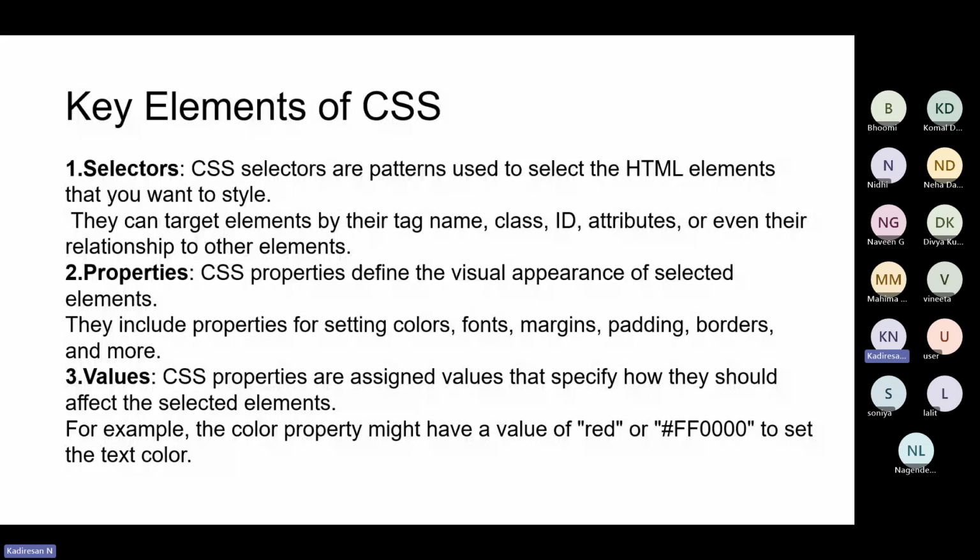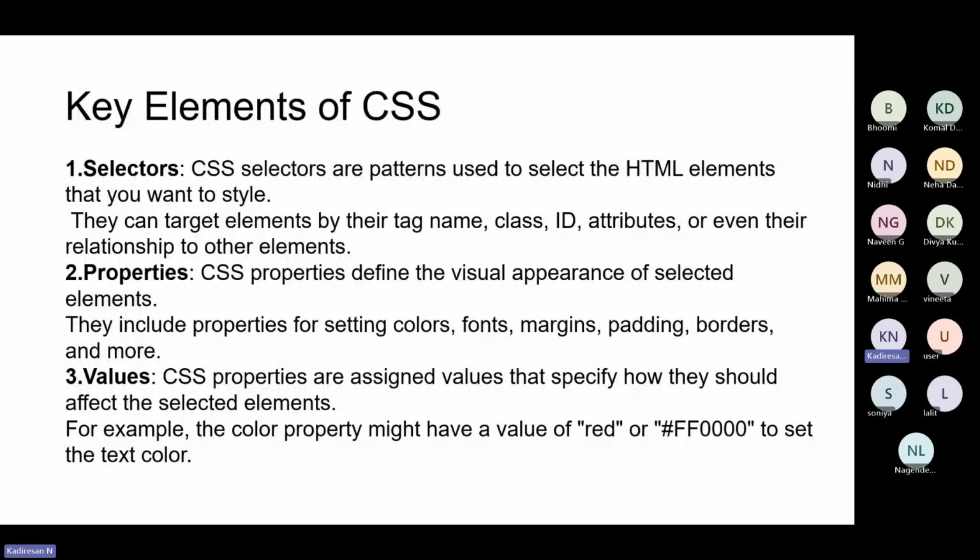And values are the values we will mention for each element, each attribute, that is font size equal to 10 pixel or font color equal to red. Those are the values which we are going to add. That is the key element of the cascading style sheet.